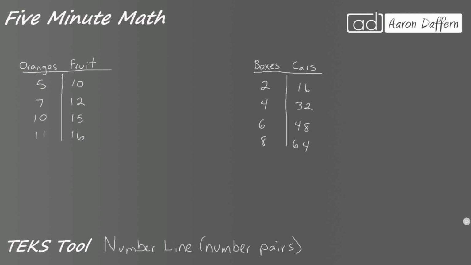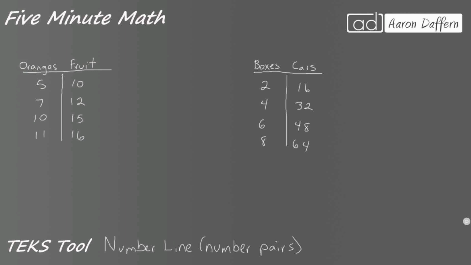So we have two simple columns here for oranges and fruit, and then another two for boxes and cars. These are sometimes called input-output tables. These are the beginnings of what we'll use in 5th grade to start identifying x and y coordinates for graphing on a coordinate plane. We'll use things like this, the relationship, all the way through middle school to discover proportionality and ratios. But let's start in 3rd grade.